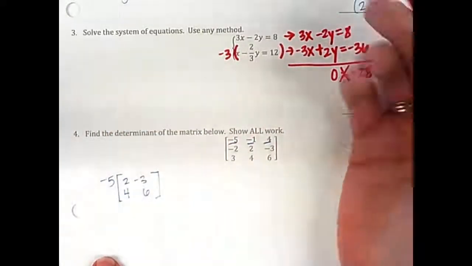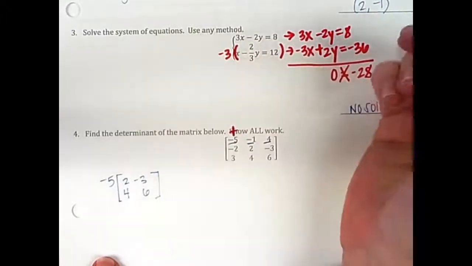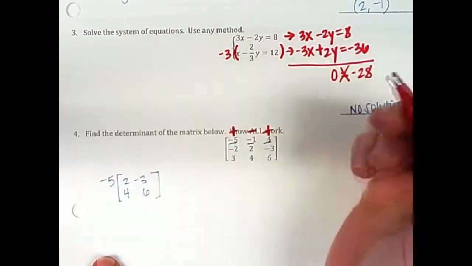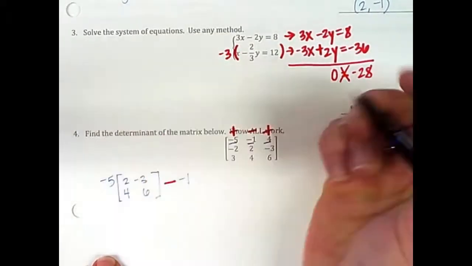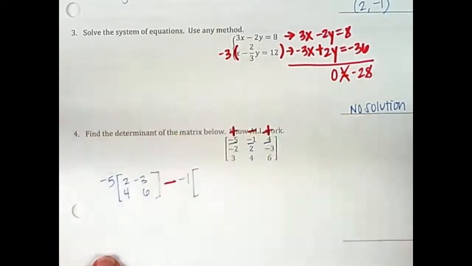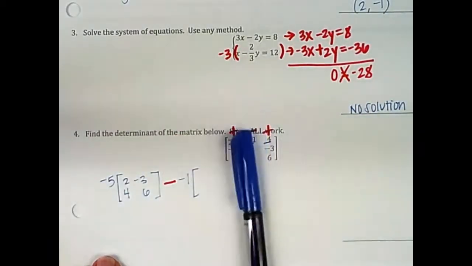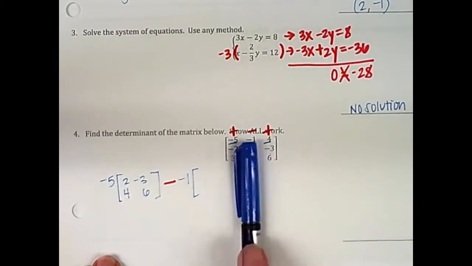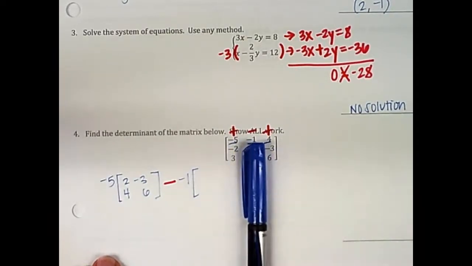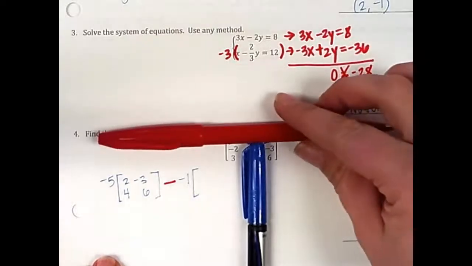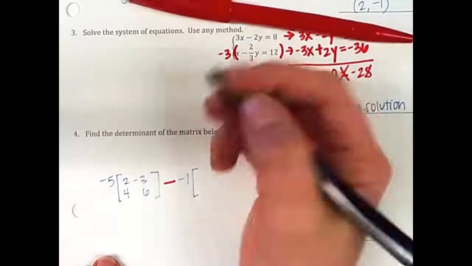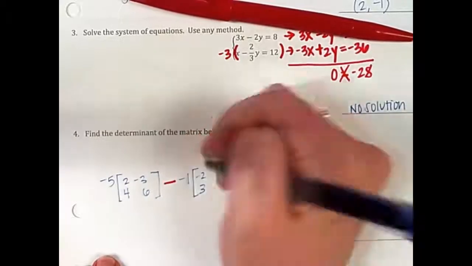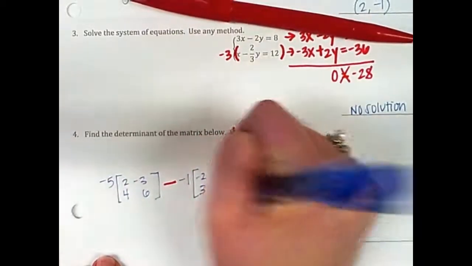Now remember, with determinants, they have signs. So the first row is positive, then negative, then positive. So we're going to subtract the negative 1. And now to get the 2 by 2 for the negative 1, we're going to cover up the column it's in, and then cover up the row it's in. And so we're left with negative 2, 3, negative 3, and 6.